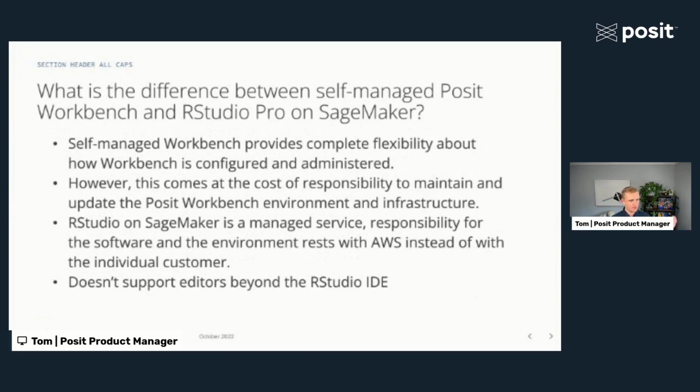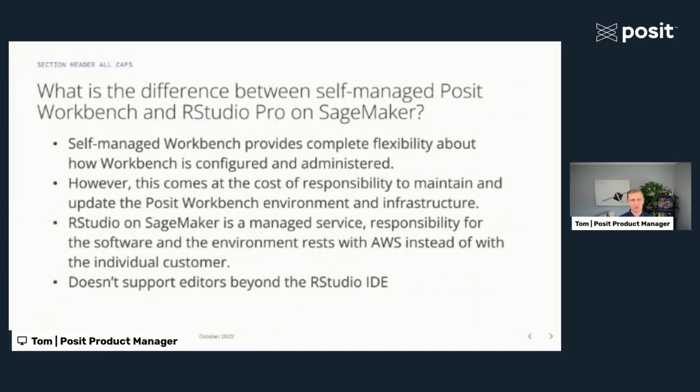And you can run it through an Amazon EC2 instance, or even use clusters such as ECS for Kubernetes or ParallelCluster for Slurm on AWS. Importantly, RStudio on SageMaker is a managed service, so the responsibility for the software and the environment resides with AWS. So you actually work through the AWS support team, as well as in some cases the Posit support team if you run into trouble, instead of the individual customer only working through their IT admin.